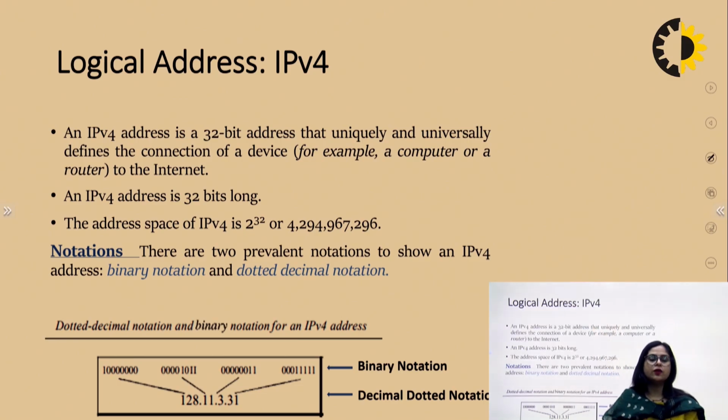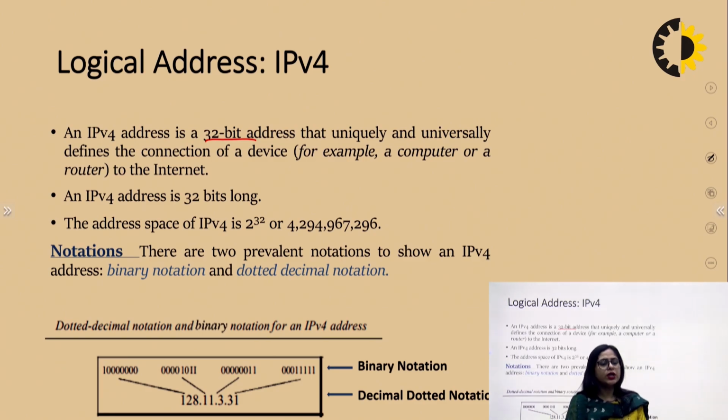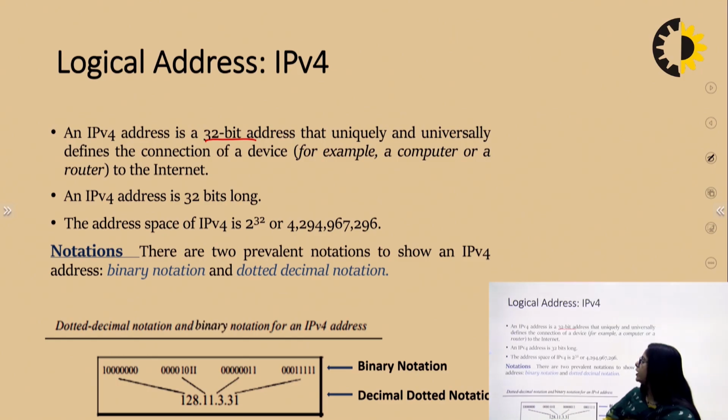There are two types of IP addresses: IPv4 and IPv6. IPv4 and IPv6 are nothing but versions. Here we are using IPv4 addresses. IPv4 addresses are 32-bit addresses. An IPv4 address is a 32-bit address that uniquely and universally defines the connection of a device, computer or router to the internet.